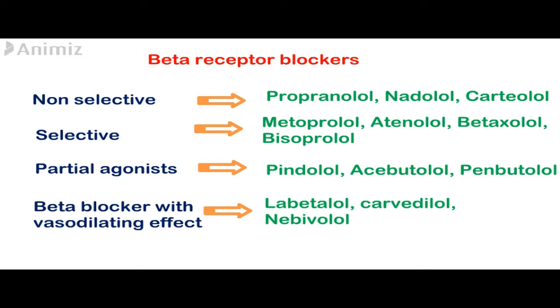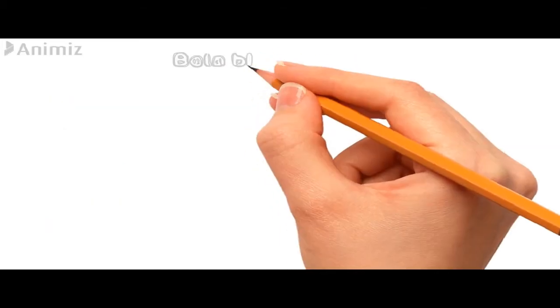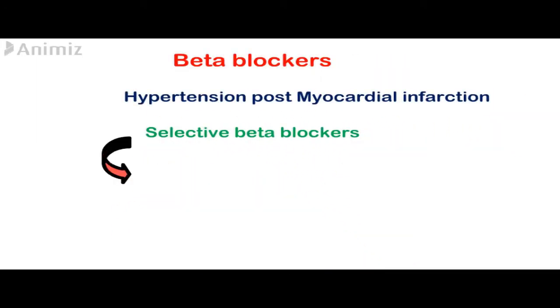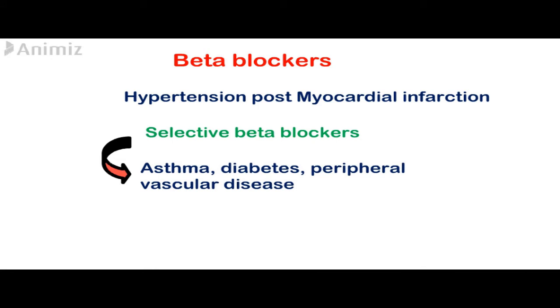Also, there are the partial agonists, which are pindolol, acebutolol, and penbutolol. Also, there are the beta blockers with vasodilating effect, which also block the alpha-1 receptors, and they are labetalol, carvedilol, and nebivolol. Beta blockers are the first-line drugs for hypertensive patients who have had a myocardial infarction.